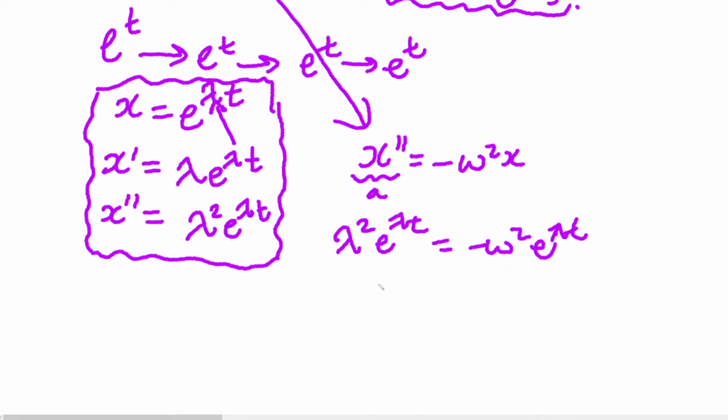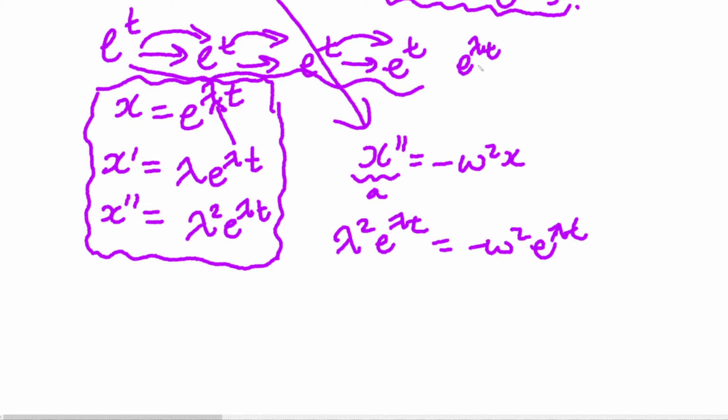And the cool thing about this, the reason that we use e to the t in the first place, the reason that we use those kinds of functions, is because they are very similar to themselves when they differentiate, to the point that you have a common factor among every single differential, namely the e to the lambda t that you started with. So in this equation, we can cancel out e to the lambda t and find something in terms of lambda. So we get lambda squared equals minus omega squared.